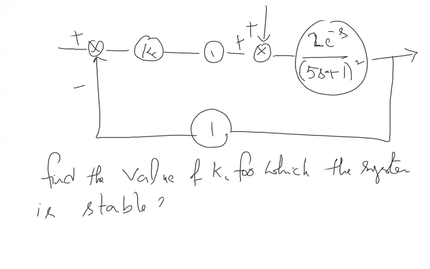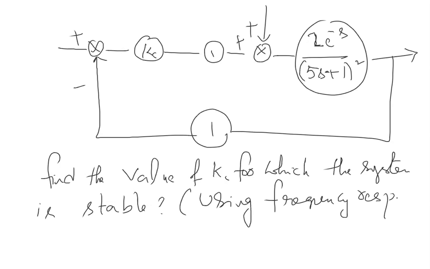So take this problem using frequency response. Suppose if mentioned in the question frequency response, then only use the concept of frequency response. Otherwise use route criterion table, which is easy to understand.